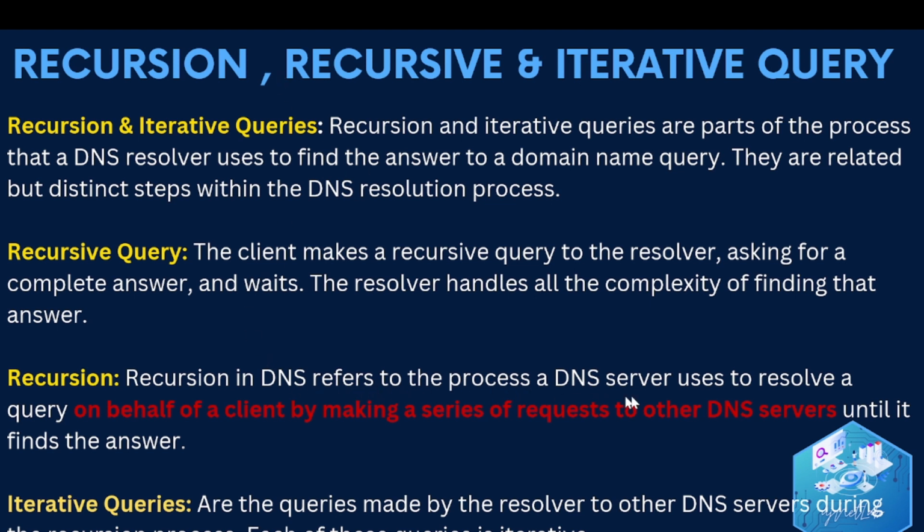Recursion in DNS refers to the process a DNS server uses to resolve the query on behalf of the client by making a series of requests. Because we are asking the root server, and then asking again and again different servers, it is iterative in nature, because every time it will say, okay, go to this server, then it will say go to another server. So this is iterative, it is incrementing every time. That's why it is called iterative queries. These are the terminology, so it needs to be clear what recursion is, what the recursive process and iterative queries are, so you know what's happening in the DNS world.